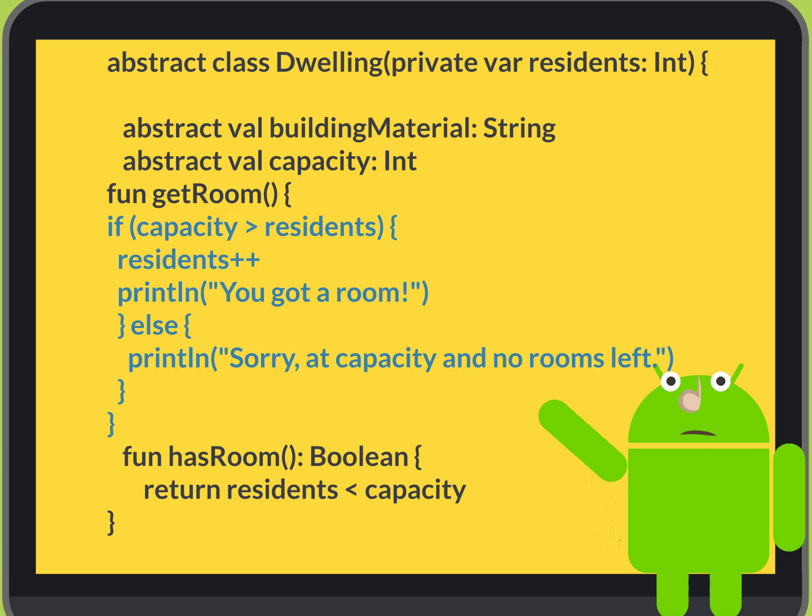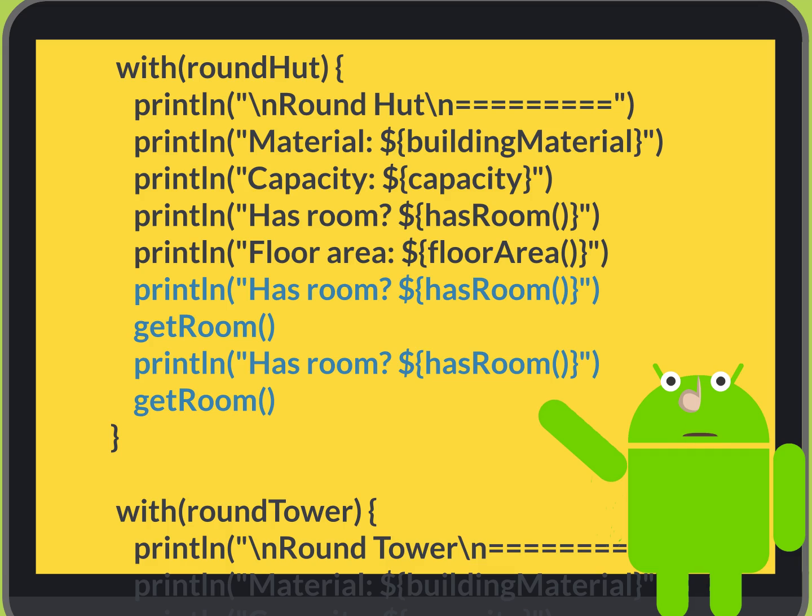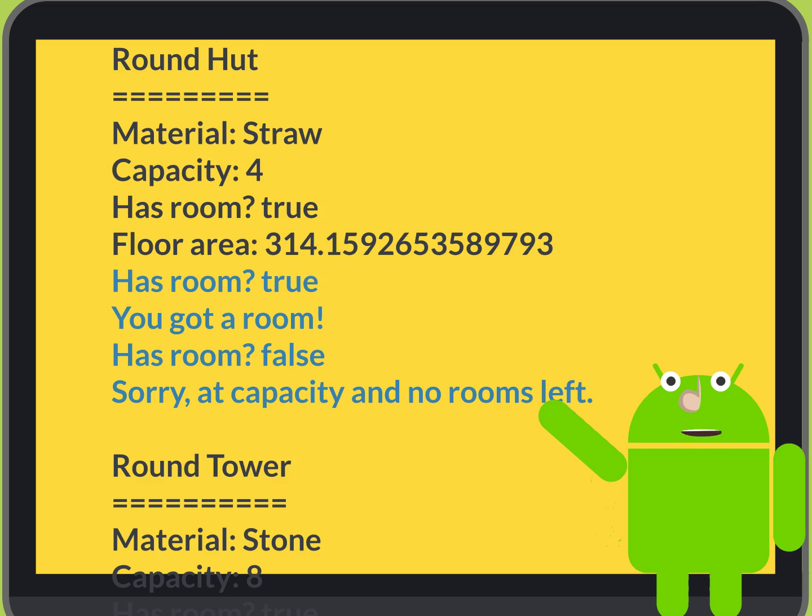1. Implement the getRoom function in the dwelling class. 2. Add some output statements to the with block of round hut to observe changes using both getRoom and hasRoom. The output of these print statements looks like this.